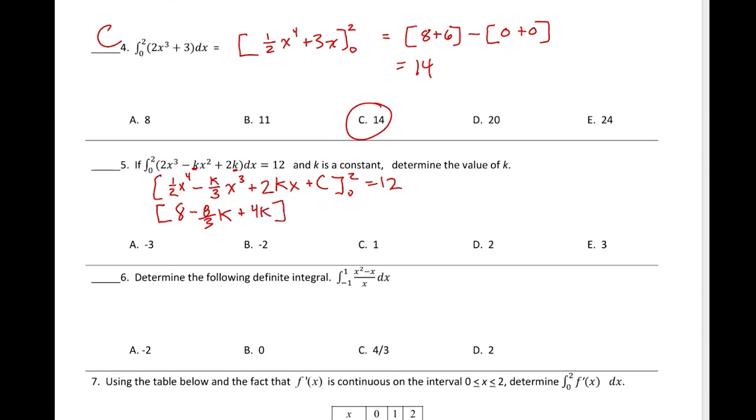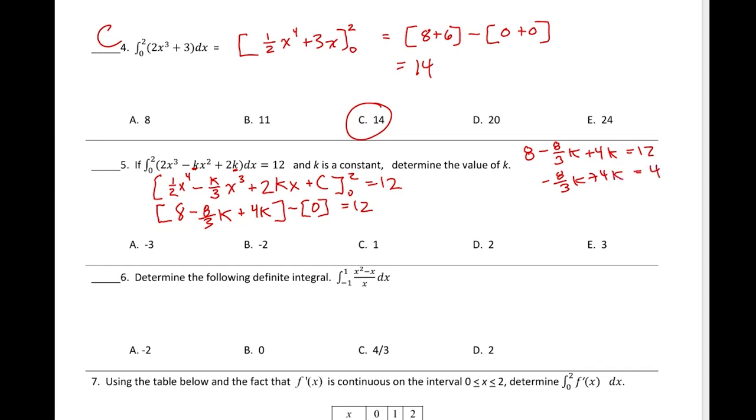We know the c's are going to cancel out, so I'm not going to write those. Minus, and here we've got just like everything's going to zero out here because each term has an x. So if I plug in 0 into all those, we're just going to get 0. And that's going to equal 12. So the equation I'm really working with here is 8 minus 8/3 k plus 4k equals 12. So first I'm going to subtract 8 on both sides. 12 minus 8 is 4.